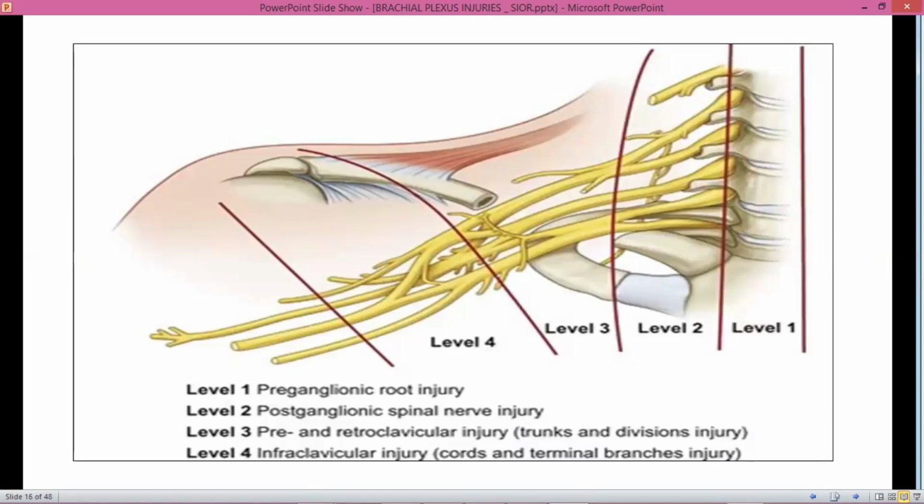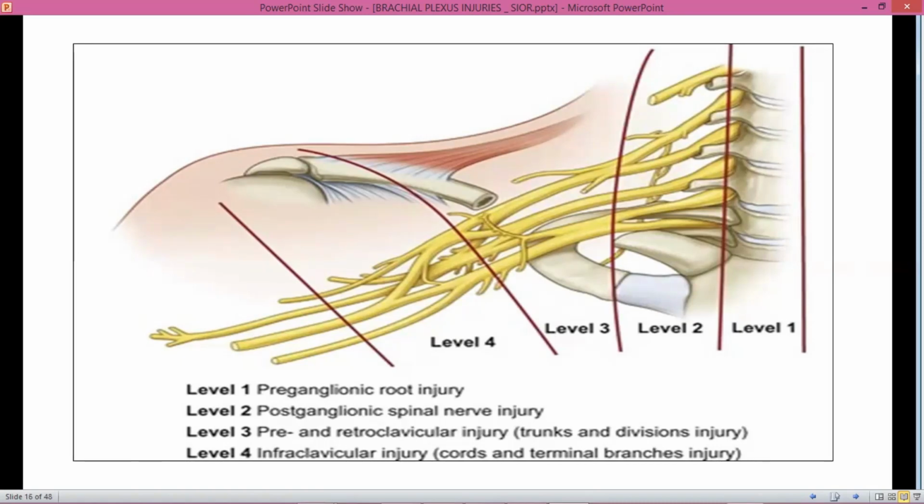Now this is the diagrammatic representation showing how we divide the levels of BPI. So level 1 here shows us a preganglionic lesion. In this, if you see, the root is involved and it is avulsed from the spinal cord. So it has a poor prognosis and it is a higher level of injury. Talking about levels 2, 3 and 4, these are postganglionic injuries which cause a stretch and a pull on the brachial plexus, but the region is distal to the dorsal root ganglia.